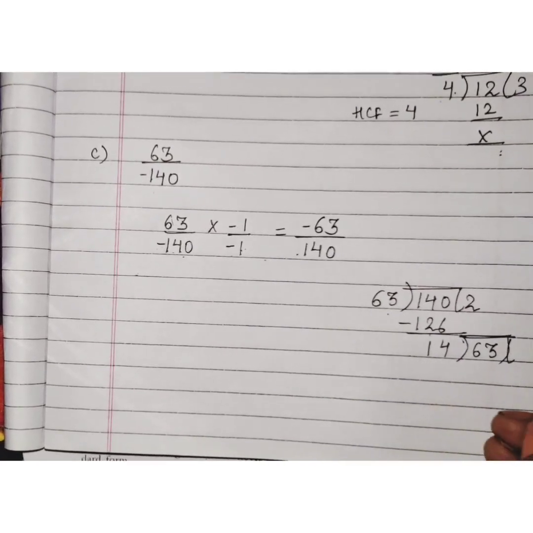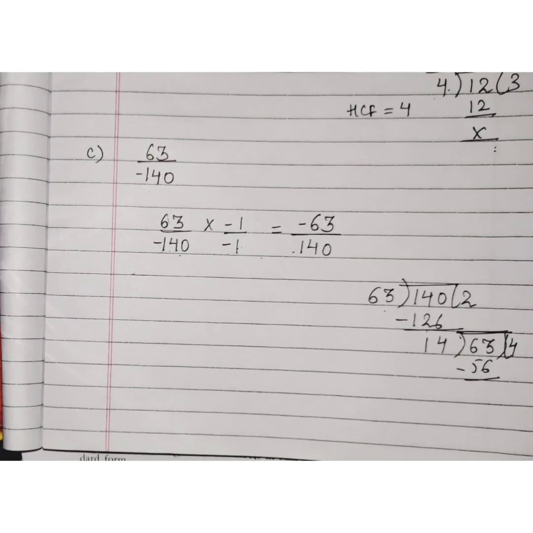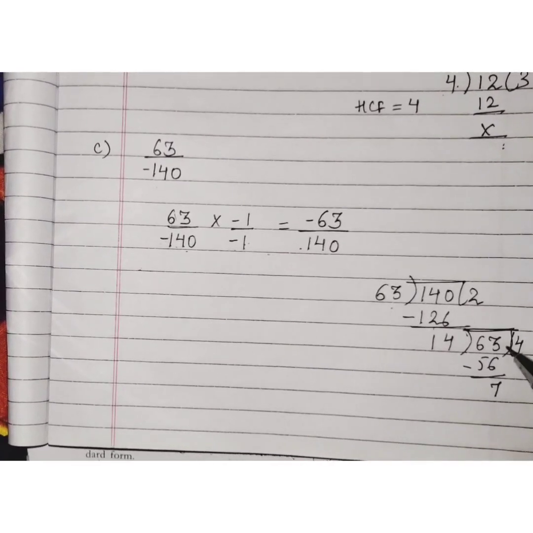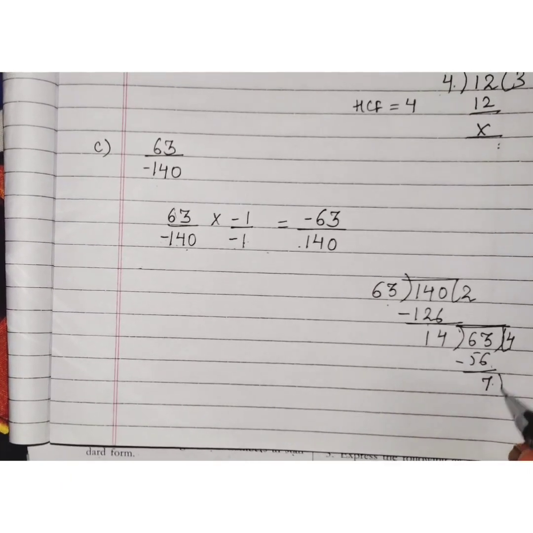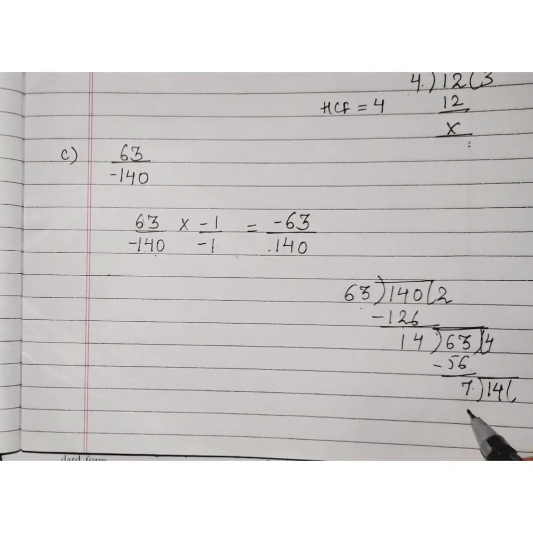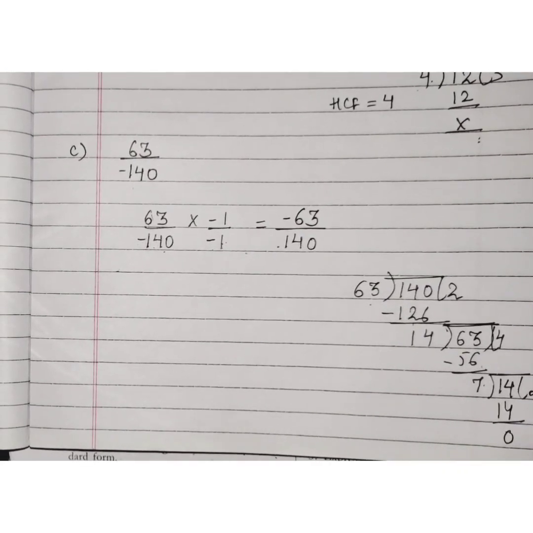Now read the table of 14. So 14 fours are 56. Now subtract it. What will you get? So 13 minus 6 you get 7 and here 0. So 7 is your remainder. Now write it here, 14. Read the table of 7. 7 twos are 14. So you got the remainder 0 here.